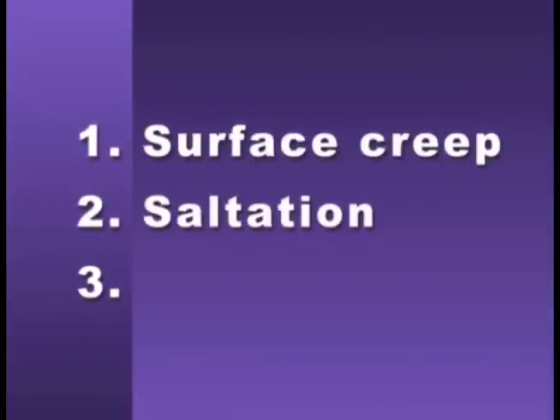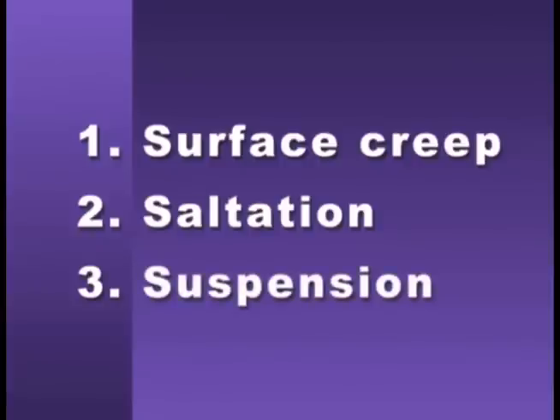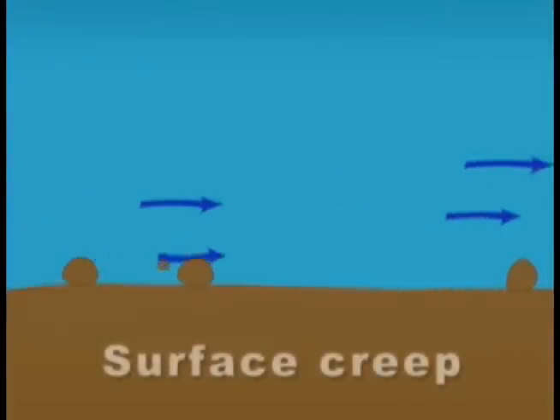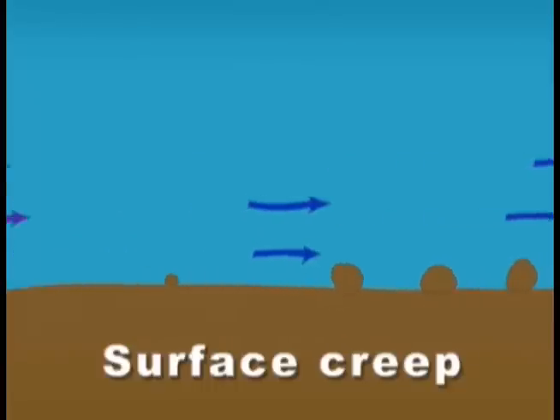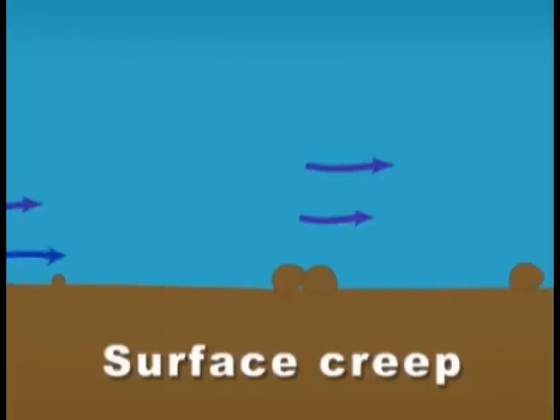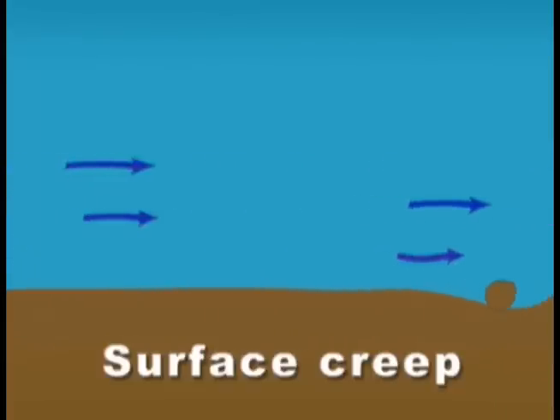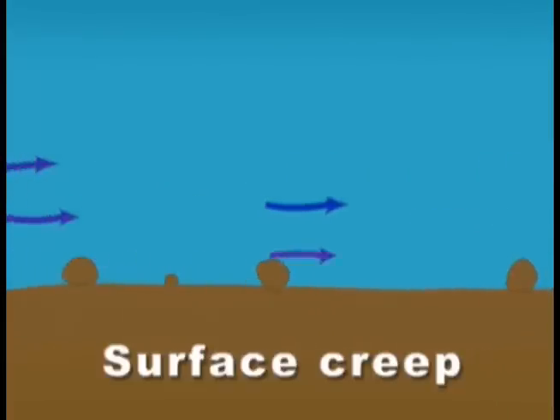There are three ways soil particles are moved by wind: surface creep, saltation, and suspension. Each has its own characteristics and effects. Under surface creep, the force of the wind causes soil particles to roll along the soil surface until the wind slows, they are stopped by other particles, or they are trapped in a sheltered location, such as a furrow or a vegetated area.